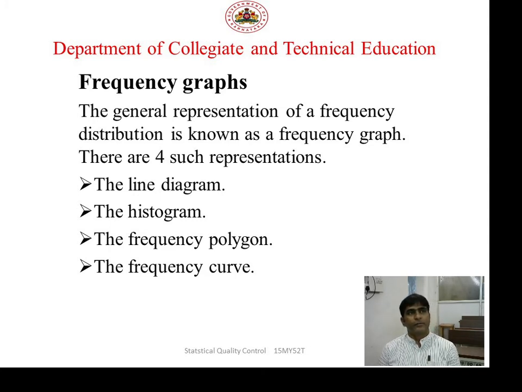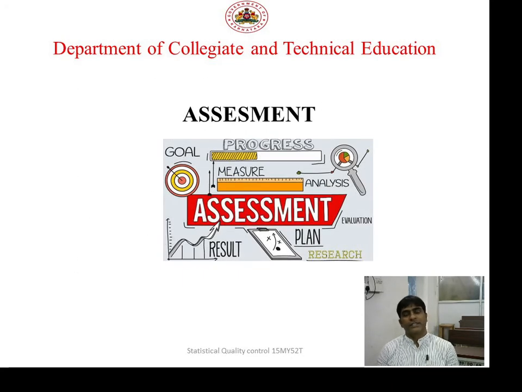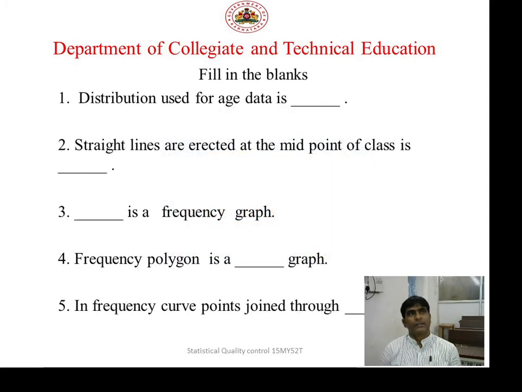The line diagram, the histogram, the frequency polygon, and the frequency curve. So next we'll see the assessment of the session. What you have learned in this session, let us assess that. Okay. So first, fill in the blanks. I am giving you the questions.